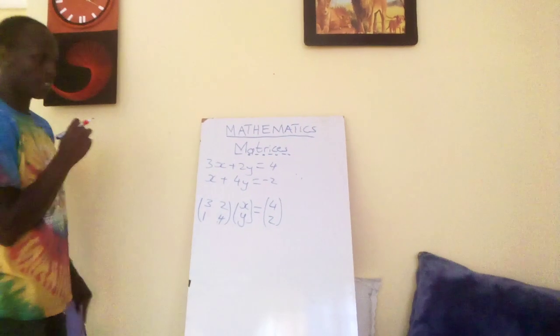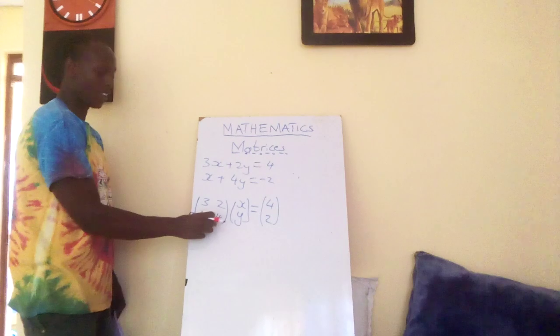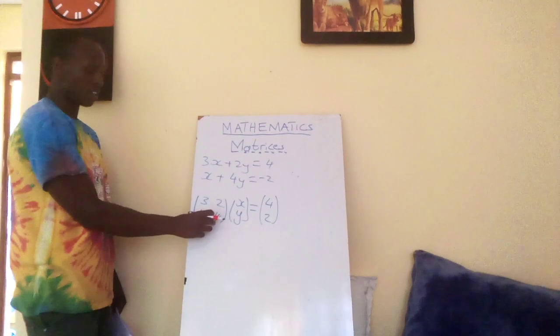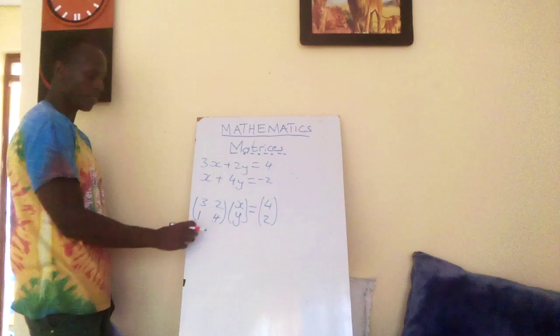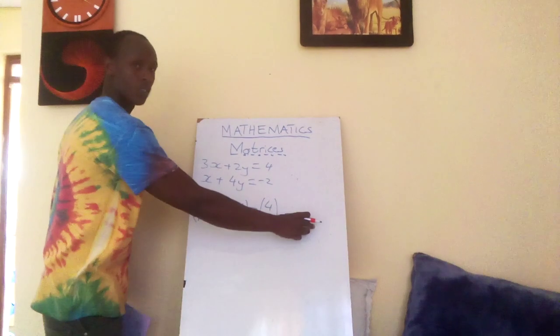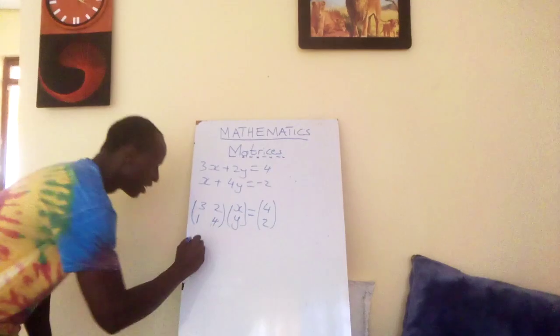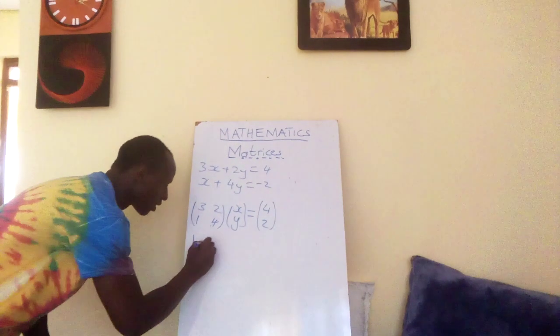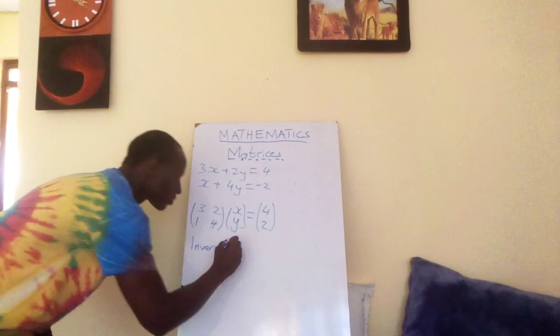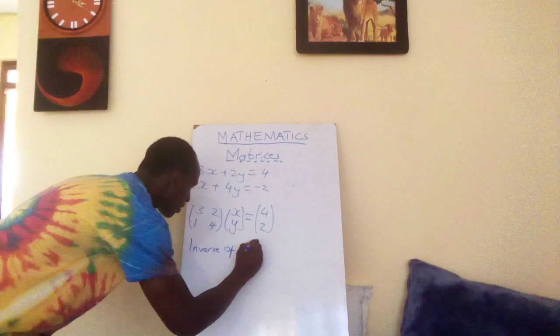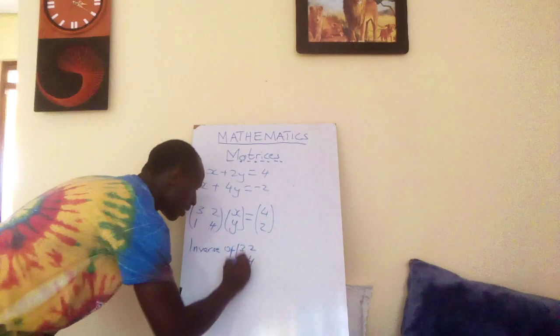Now the second step: you get the inverse of this matrix. After getting the inverse, you introduce the inverse on this side and also the inverse on the other side. So we get the inverse of the matrix 3, 2, 1, 4.